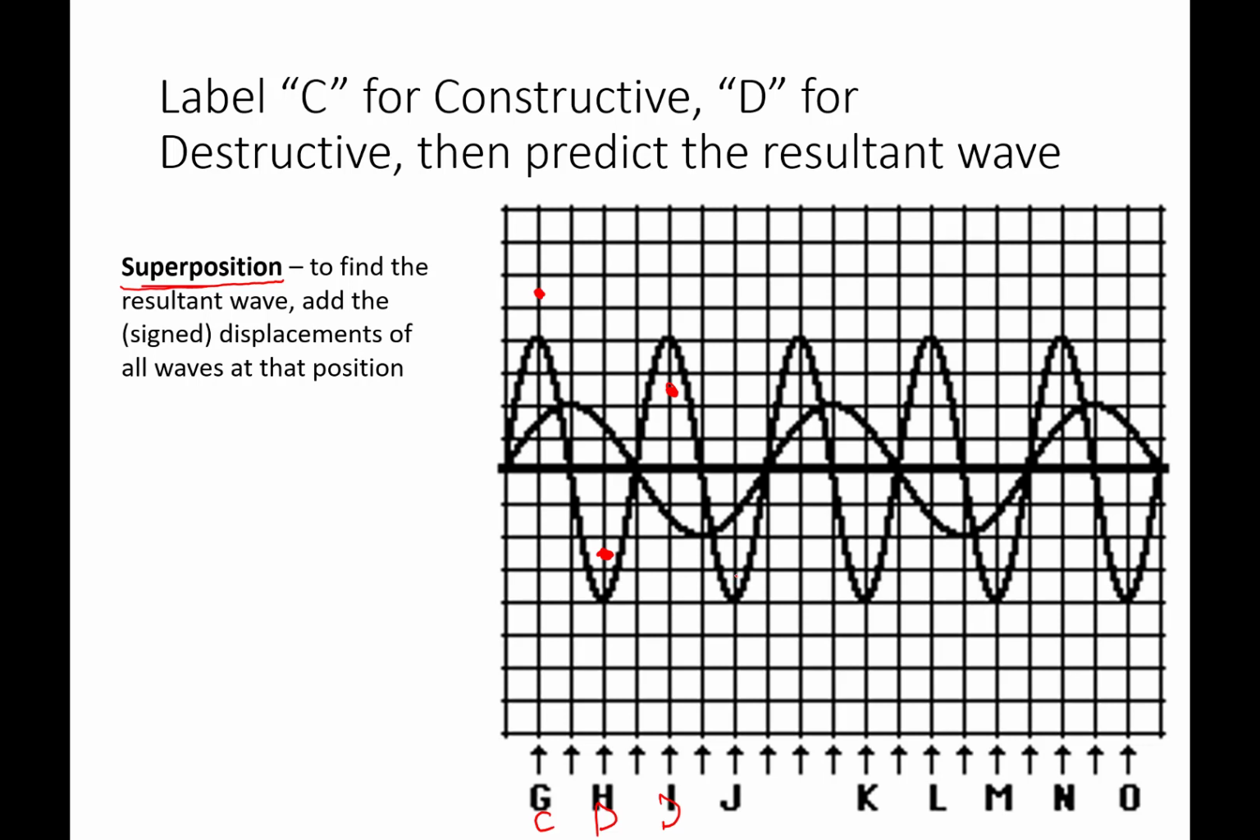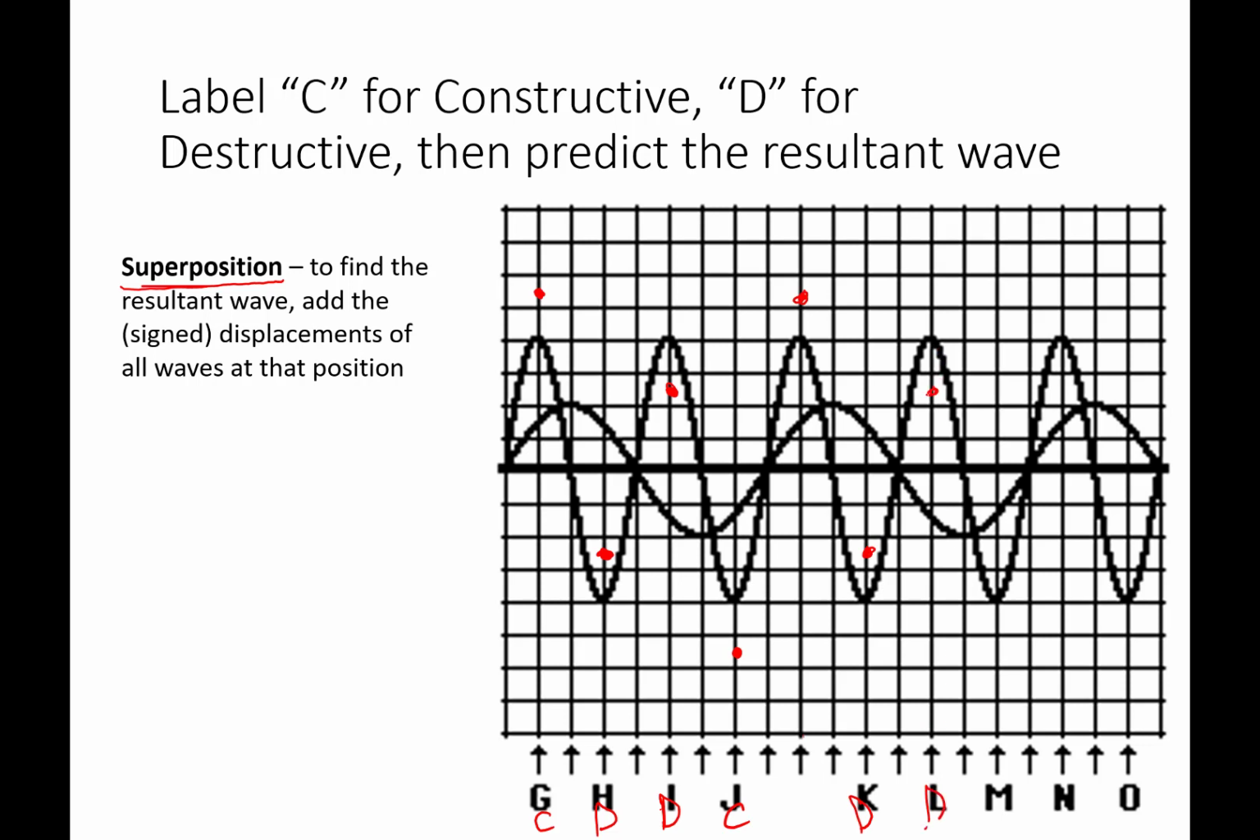At J, -1.5 and -4. That's going to be constructive. They're going to add two negative waves. That's going to be -6.5, something like this. And we can do that all the way down. I'm just going to go right here. 1.5 plus 4 is 6.5. About. That's right here. Let's look at K. 1.5, -4, that's -3.5. That's destructive. L, it's also going to be destructive.